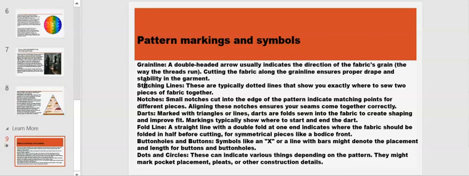There are buttons and buttonholes for shirts. Symbols like an X or a line with a bar might denote the placement and length of the buttons and buttonholes. Another is dots and circles. These can indicate various things depending on the pattern. They might mark pockets, placement, or other construction details. So those are simply the pattern markings and symbols, but there are many. Go do research on that.